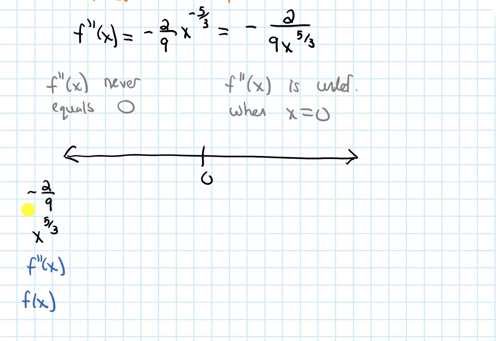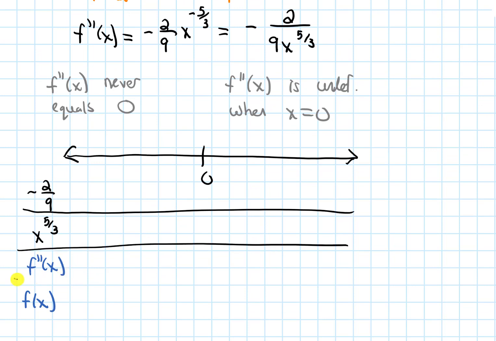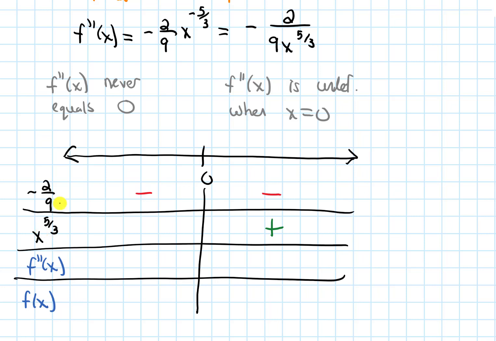Let's separate out some rows, and then I'll separate out columns. Negative 2 over 9 is just negative, so that's going to be negative everywhere. Then x to the 5/3: I don't have an even power, I have an odd power, this 5. So this is going to be positive when x is bigger than 0, but if x is less than 0, it's going to be negative. This is the cube root of x raised to the 5th power, and if x is less than 0, the cube root of x is negative, and a negative number to the 5th power is still negative.